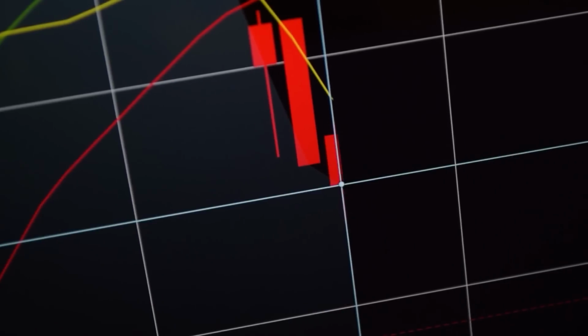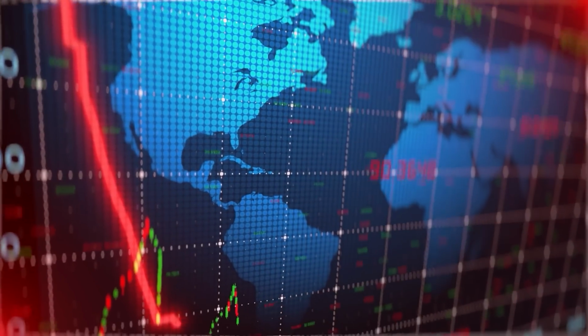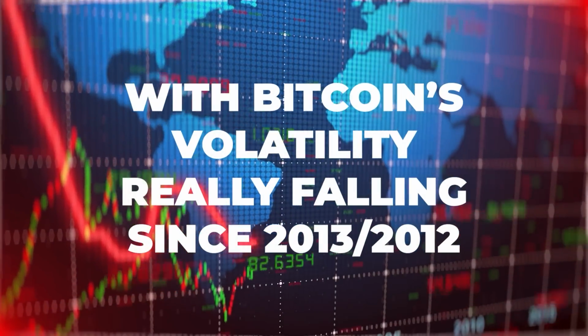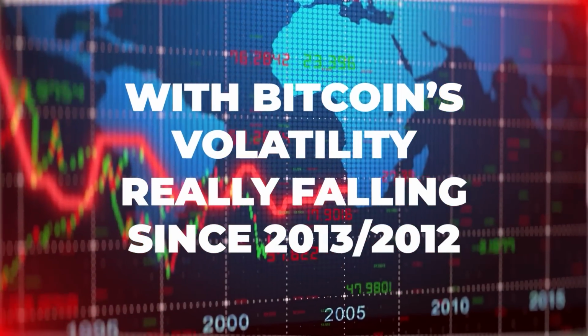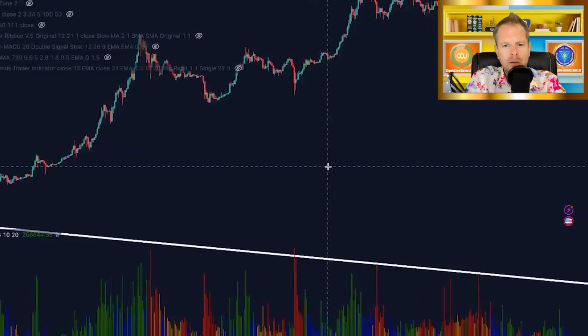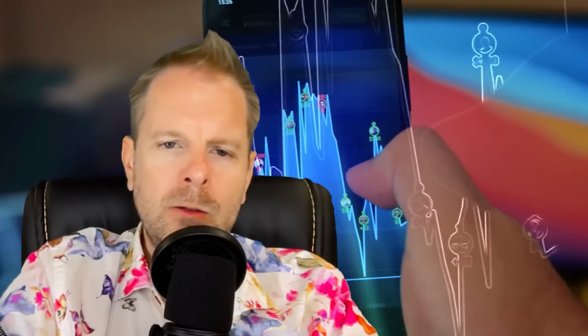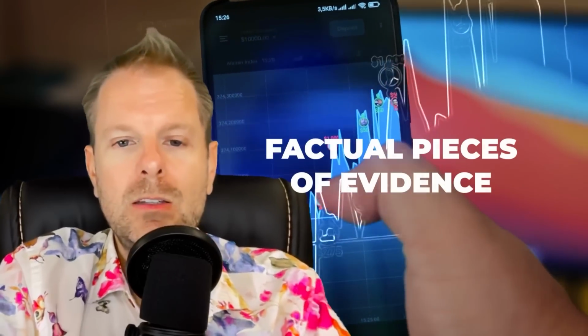But again, there's a larger problem brewing, and this is something that we have discussed in great detail. We had another chart that I showed you with our volatility, with Bitcoin's volatility really falling since 2013, 2012. And what you can see here is the volume. I'm not giving you what I think is going to happen. I'm not giving a coin flip scenario. There's not, oh, maybe this or maybe that. These are just factual pieces of evidence.